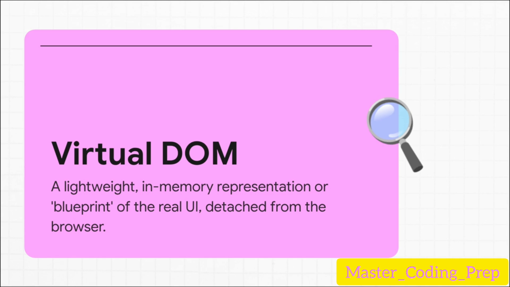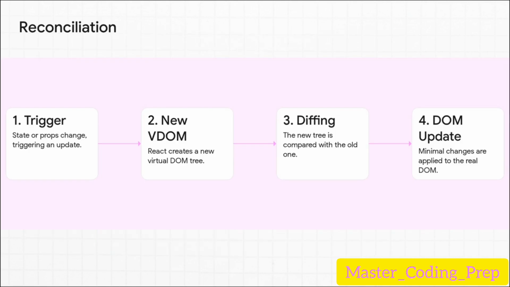So instead of constantly messing with it, React works with the super lightweight blueprint in memory. It can make thousands of changes to this virtual copy almost instantly, and it costs absolutely nothing in terms of performance. And this process, this is the entire secret sauce to React's speed. When something changes in your app, React doesn't just bulldoze the house and rebuild it from scratch. No way. It follows this really clever four-step dance.